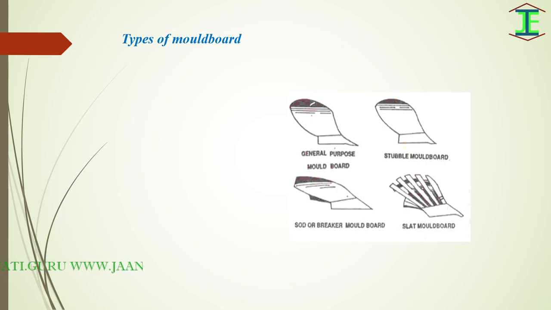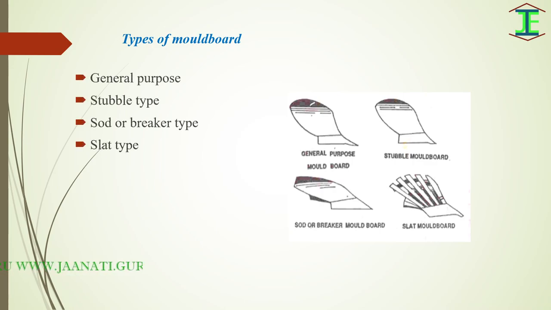Next, types of mold boards. There are four types of mold boards which lift the soil and invert the soil: general purpose, stubble type, sod breaker type, and slat type. First one is general purpose type. So this general purpose type has median curvature, which lies between the stubble and sod breaker types. And the slope is very gradual for this general purpose mold board.